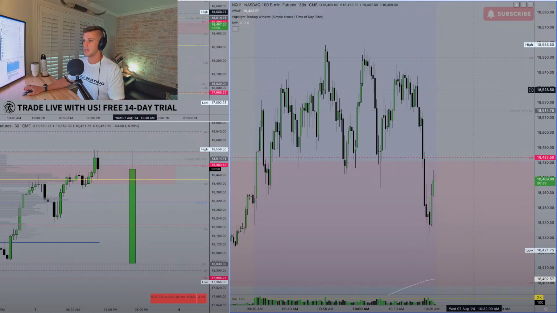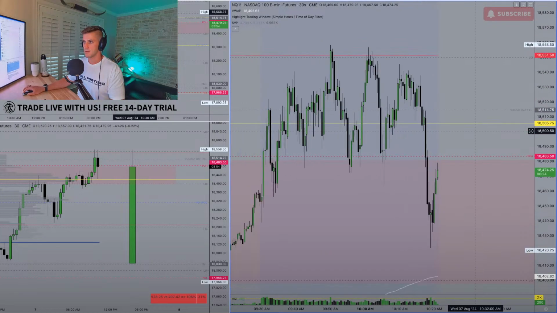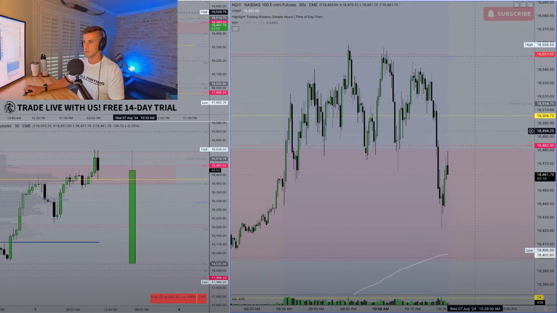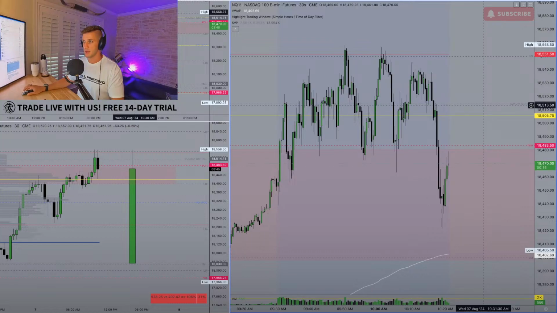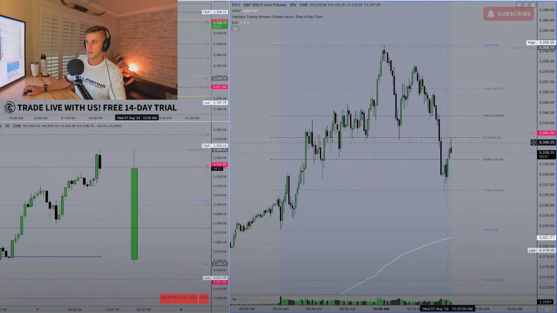Let's see how prior day high is treated now if sellers step in here. I'd like to bring, there we go. So some responsive sellers there at prior day high. Can they keep it below? Can sellers keep it below the prior day high? That's their main objective. ES, same.